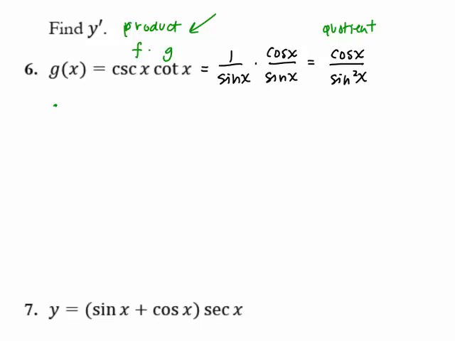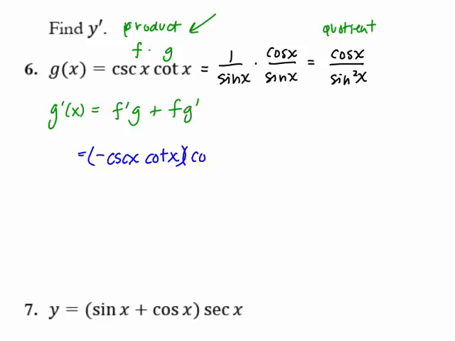So the product rule for g prime will be f prime g plus f g prime. So f prime, the derivative of cosecant, is negative cosecant cotangent, and we need a regular old g, don't differentiate g, just cotangent, plus f, the original f, non-differentiated, cosecant, times the derivative of g, negative cosecant squared.